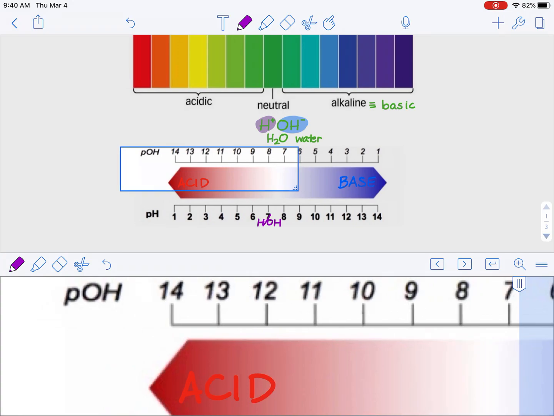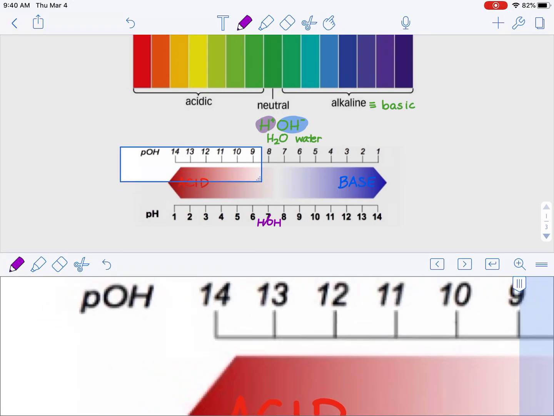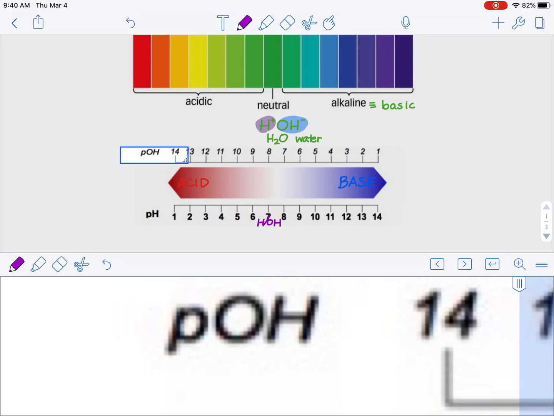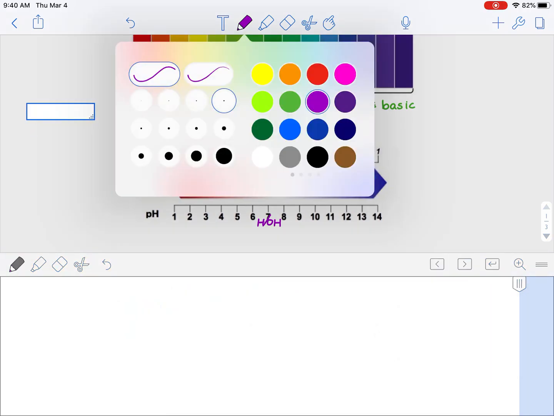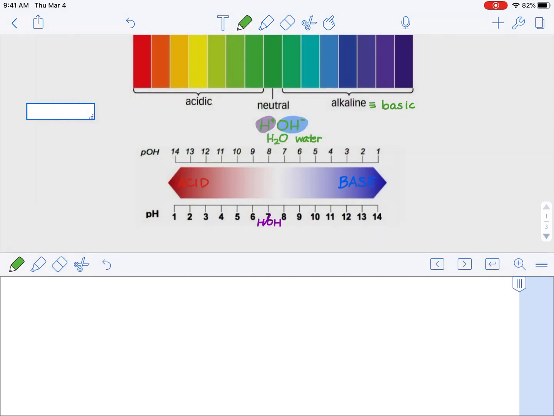If, however, we're switching it and I now want to measure the potential of the hydroxide ion, now everything gets reversed. Now our lower numbers need to be affiliated with a base, and our higher numbers need to be affiliated with an acid. At this point in time, let's start to dive into the math behind it.